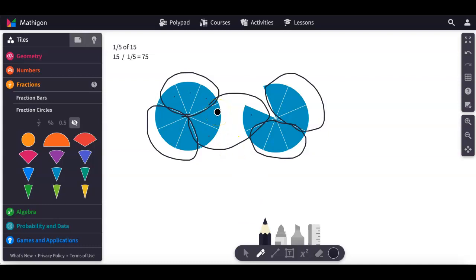So we can take from either or to create our equal number of slices in each group. So in this case, each friend would receive 3 slices of pizza, which would be the same as the 1/5 of 15. 1/5 of 15 would be 3. Or going back to our context, we can see that 1/5 of 15 slices of pizza would be 3 slices of pizza.